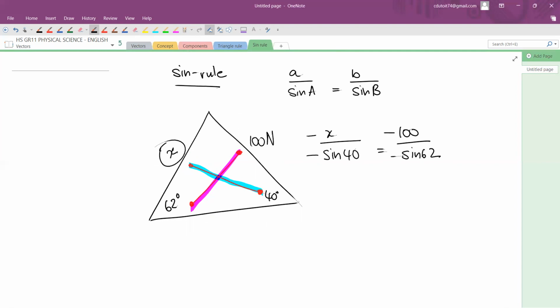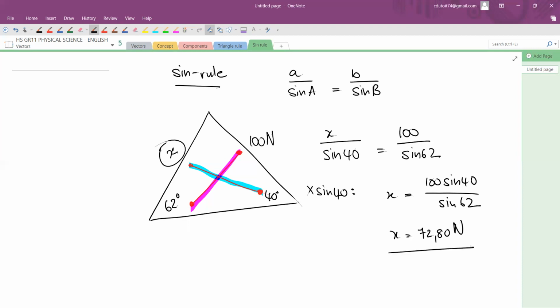One of the combinations I've got both values for. And then I'm just going to multiply with sin 40 right through. Then I get X equals 100 sin 40 over sin 62. Type that in your calculator. So you get 72.80. Yeah, 72.80. Okay, good. Take a screenshot of that. That's really important actually.